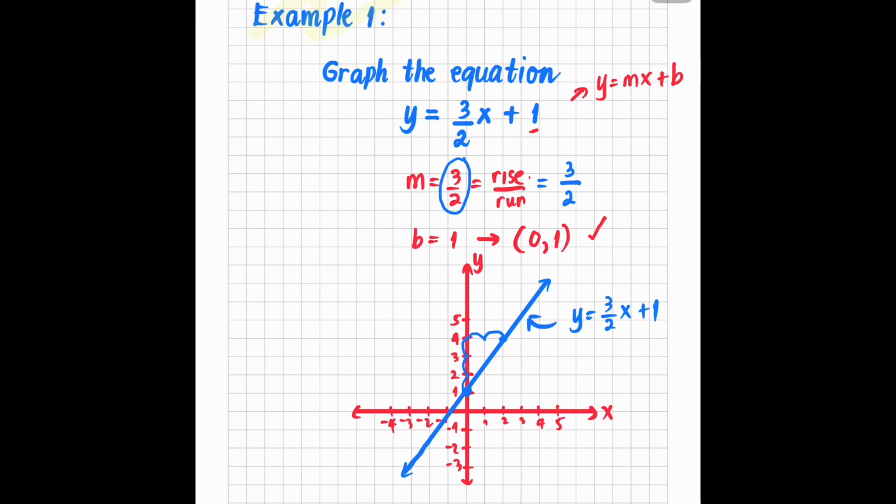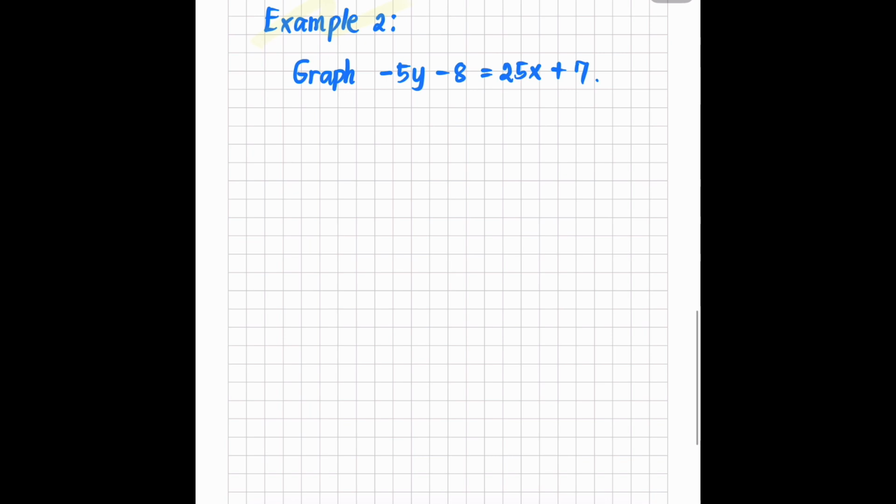All right, example number 2. Graph the given equation, -5y - 8 = 25x + 7. For this equation, you notice that the equation is not written yet in slope-intercept form. So what we need to do is rearrange the terms and make sure that the equation is written in slope-intercept form.